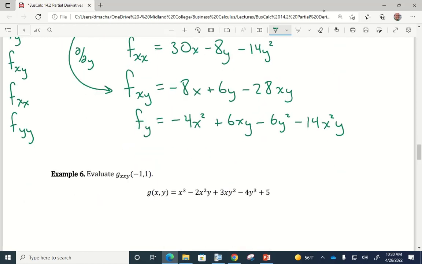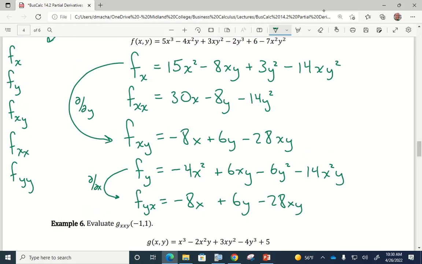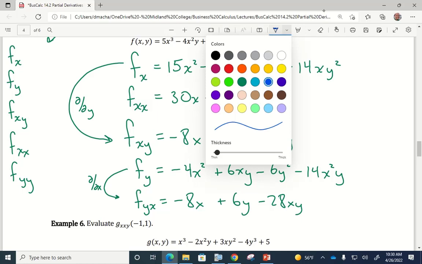What if I started from here and now took the derivative with respect to x? Well, that would be minus 8x for the first term. In the second term, I would have plus 6y. And then in the last term, that would give me minus 28xy. But just like I promised, the mixed partials are the same, regardless of what order you took those derivatives in.